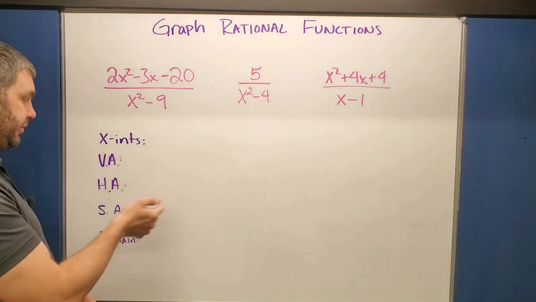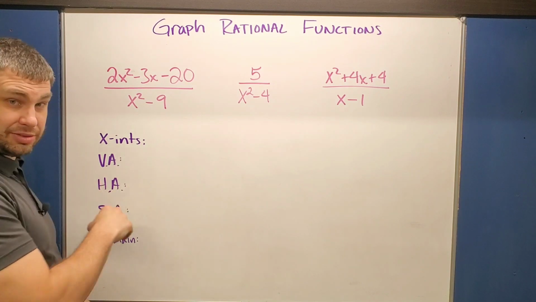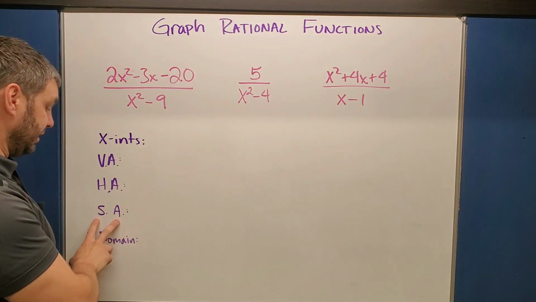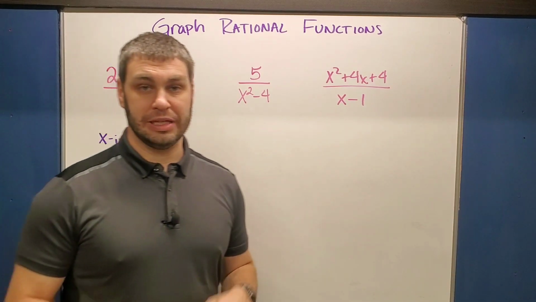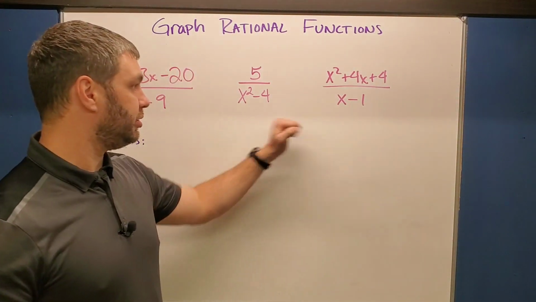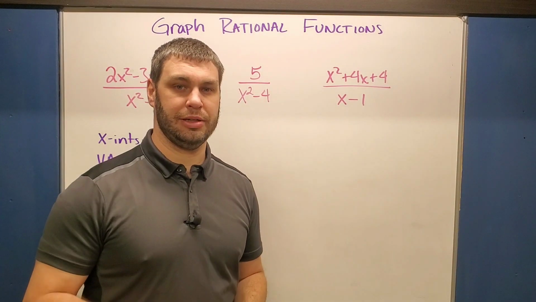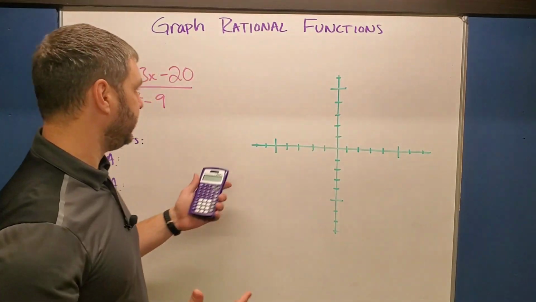The rest of them, though, we're going to find these different parts. We have the x-intercepts, the vertical asymptotes, the horizontal asymptotes like I was talking about, and then if there's a slant asymptote, as well as the domain of each. So let's start with that first one, and then we'll get to the other 2 in a second. I also need to draw a graph up here. Let's get going.